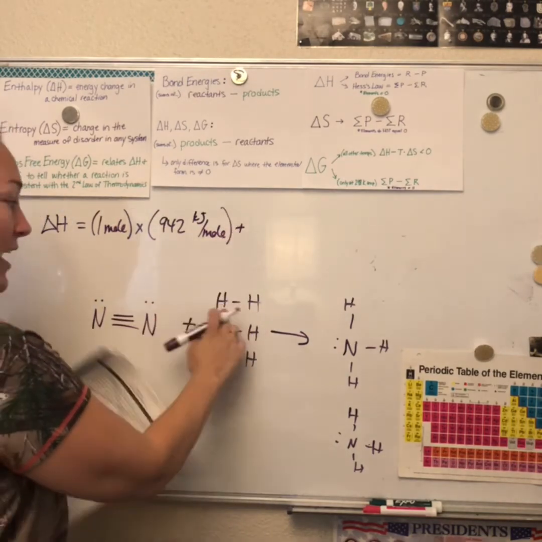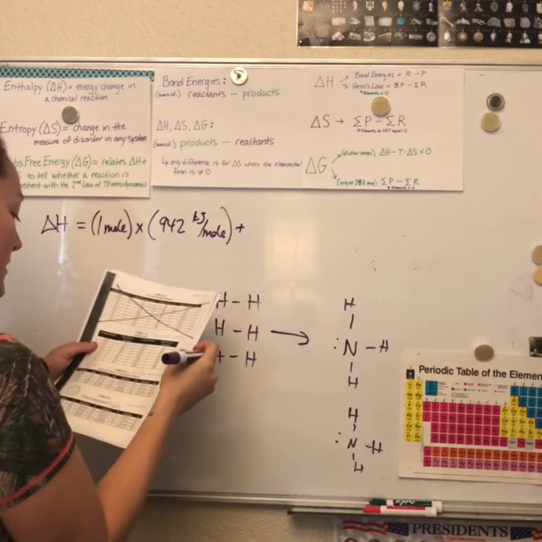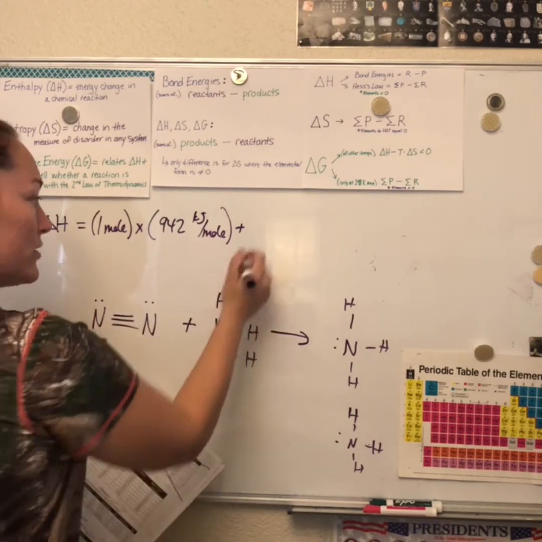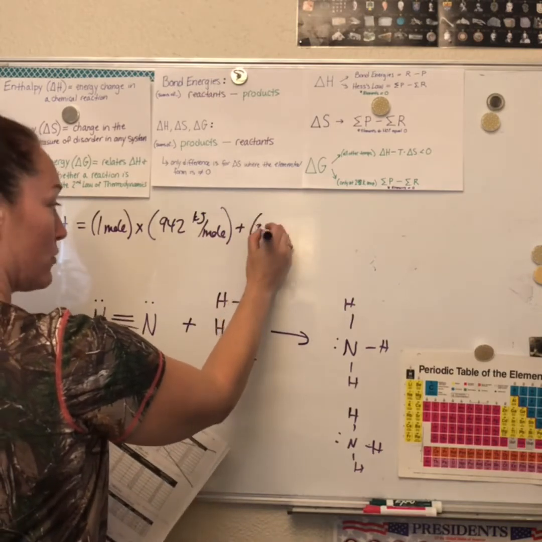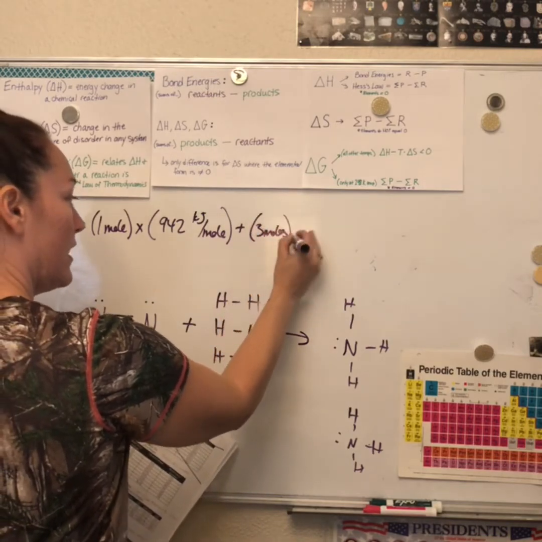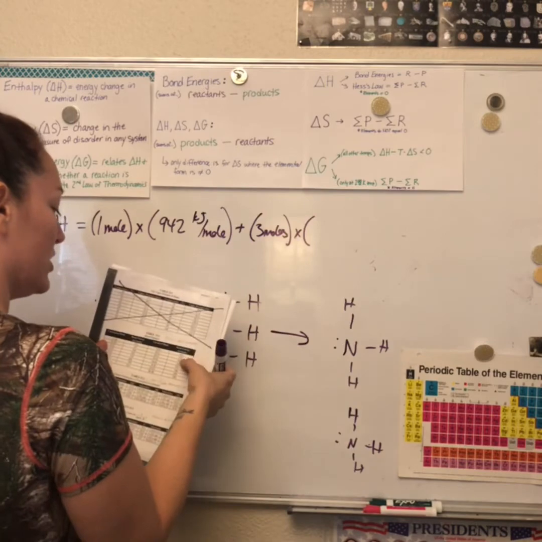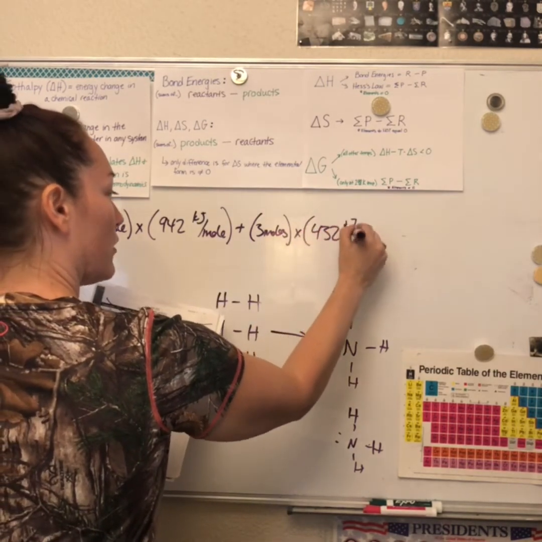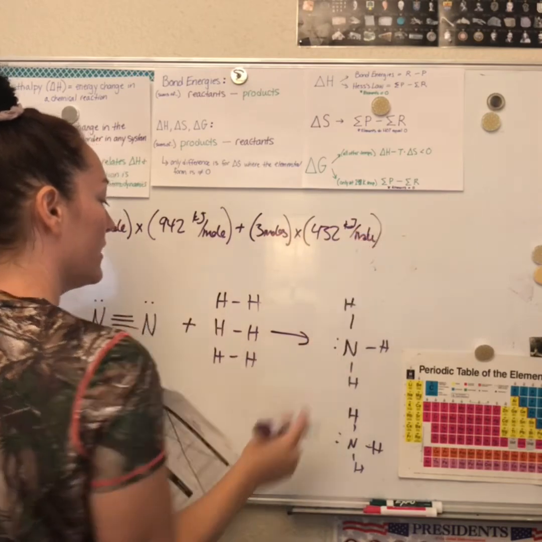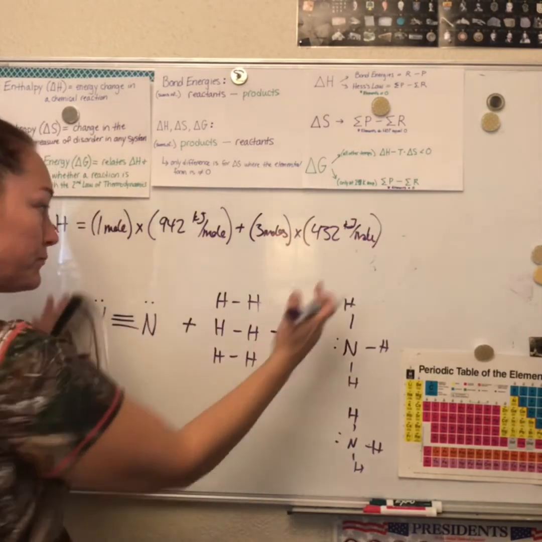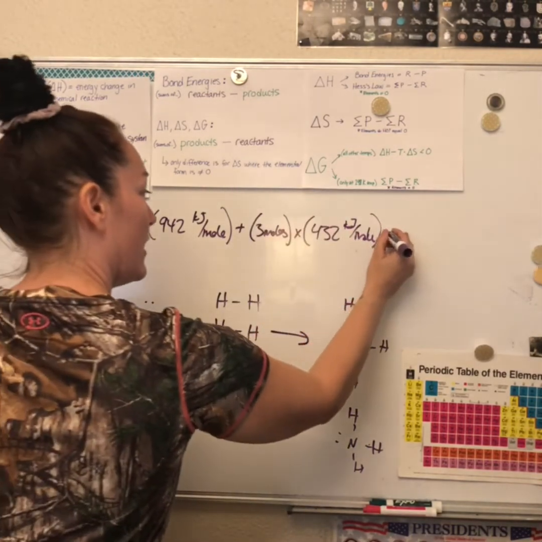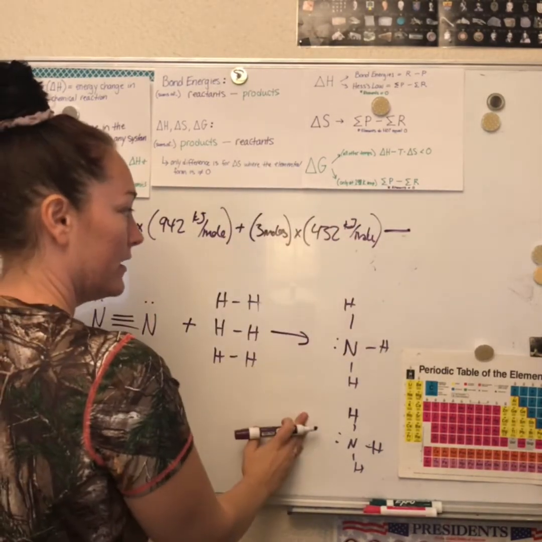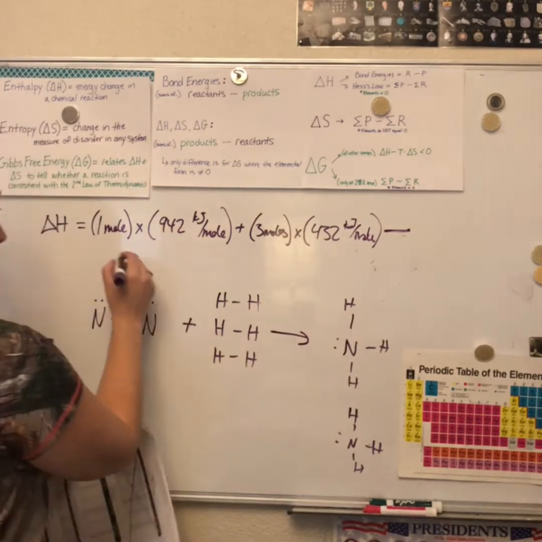I have a hydrogen to hydrogen bond. I find it right here. And I've got 3 of them. 1, 2, 3. So I'm going to do how many I have first. 3 moles of this bond, which is 432 kilojoules per mole. Okay, that's this side. So I'm going to put a minus. Now I'm going to go on to the product side right here. So I'm going to just continue this right here.